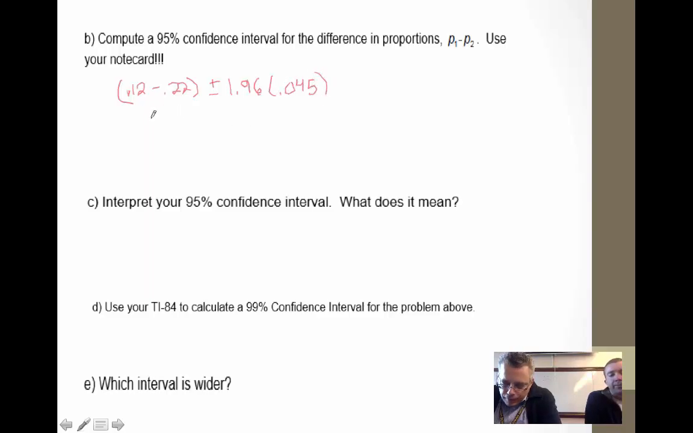So you want the lower value? Minus 1.96 times 0.045. The lower value is negative 0.19, rounding a little bit. The upper value, plus 1.96 times 0.045, I get negative 0.012. So we're saying it's about between 1.2% and 19% difference, with the second proportion being bigger.